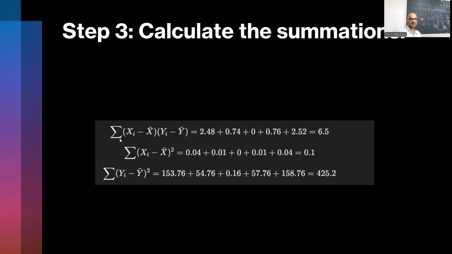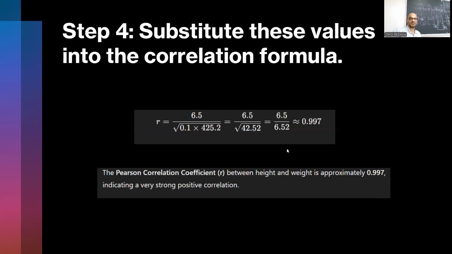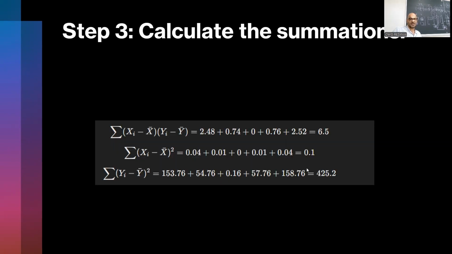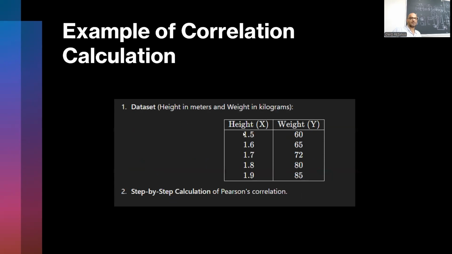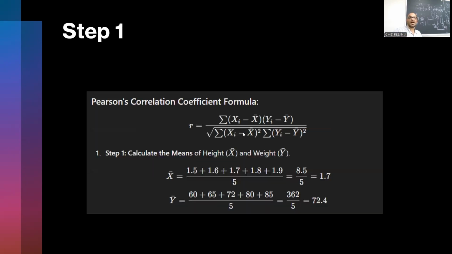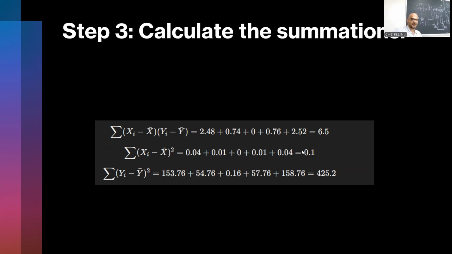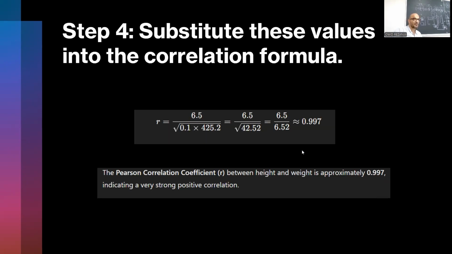On the top, you had the sigma of the products, which is 6.5. At the bottom, you had to multiply these two and take the square root of it. Why? Because all comes from this definition of the correlation. Now, you see the end result, the correlation is approximately 0.997, from which we get two interpretations.